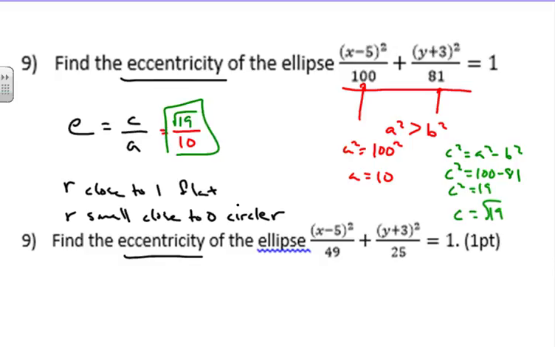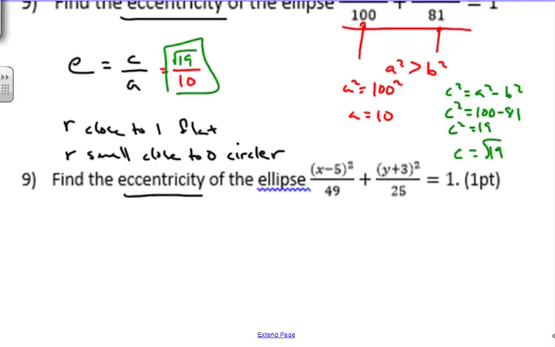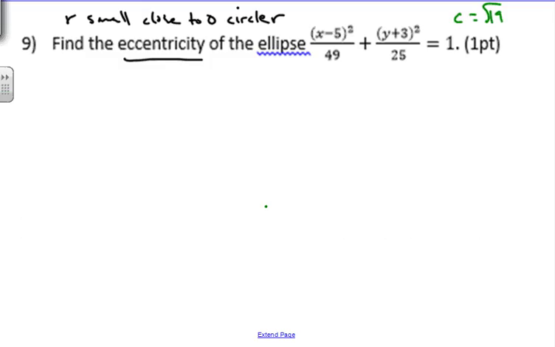So we take that square root of 19 over 10, and that's our eccentricity. We can do the same with another example. Doing the same thing, eccentricity is once again going to be c over a. What's our a value? Well, there's a squared. Once again, a squared is always going to be the larger of the two numbers, so a is going to equal 7.